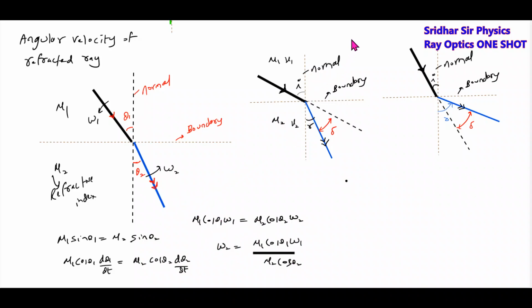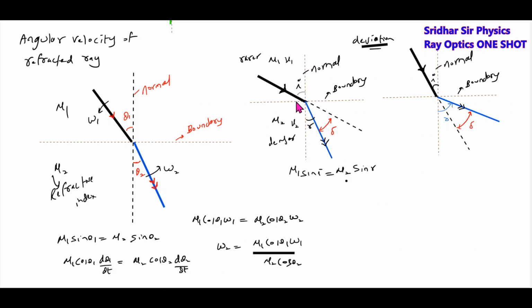Now next we'll discuss the deviation. How to calculate how much the ray will get deviated. This is a normal, there is a refractive index of medium mu1, there is mu2, this is the angle of incidence i, this is the incident ray. The refracted ray will make angle of refraction r with the normal. When a ray of light moves from rarer to denser, the refracted ray will bend towards the normal. Then what is the formula? The same thing, mu1 sin i equals mu2 sin r.